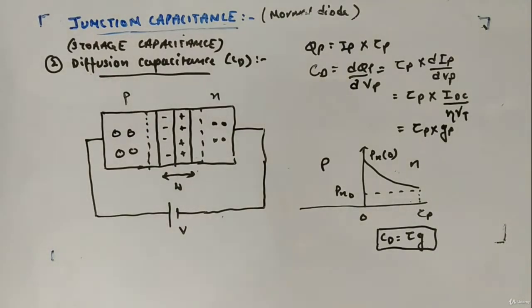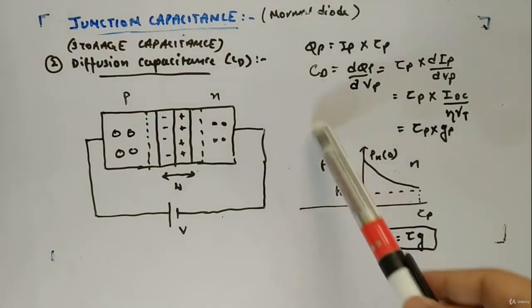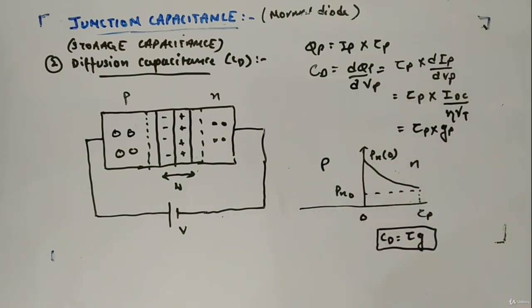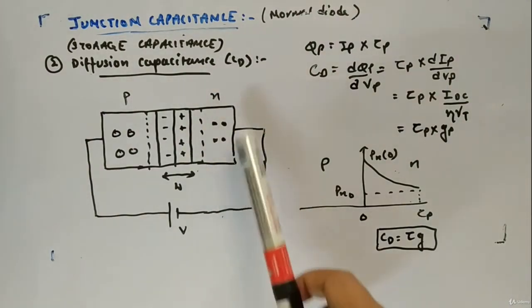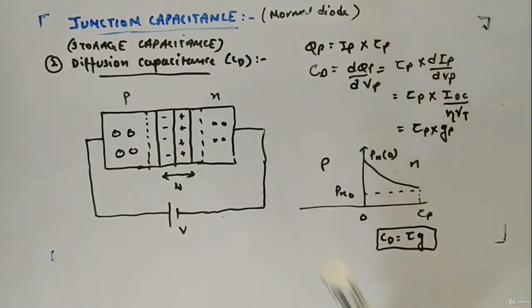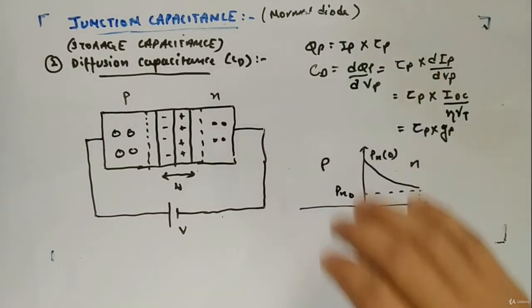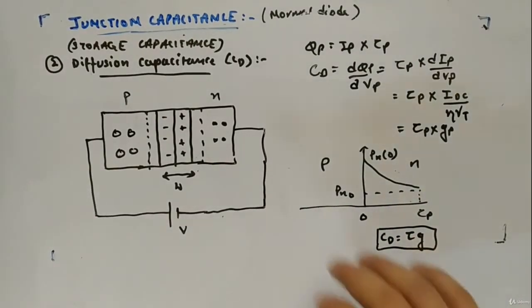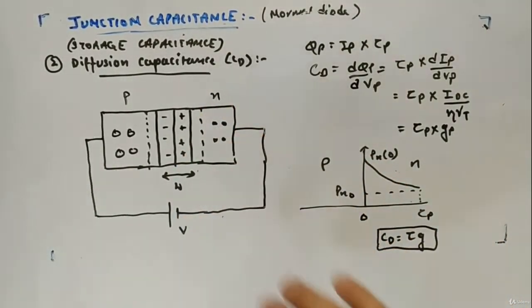Let's look at the expression of diffusion capacitance, which is tau into G. This comes from a small derivation. We know the P and N side curves, the concentration with respect to time. If you see only the N side, the whole charge will be equal to the current into tau P, where tau P is the time for which the current is flowing due to the charge QP, the minority carrier charge in the N side.